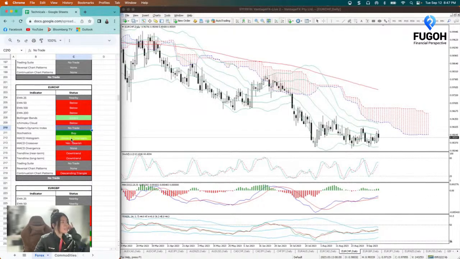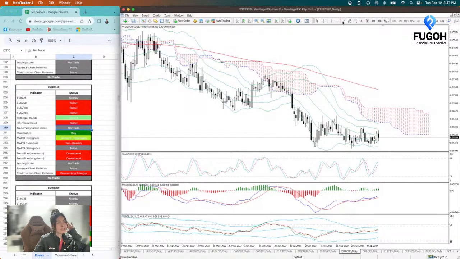Stochastics is a buy. MACD histogram is on a down slope. Okay, MACD crossover. Do we have any crossover? High and high. Sorry, let me draw. This high to this high is higher, and then this high to this high is lower. All right, so how about the lows? The lows and the lows. Yep, the lows are higher as well.